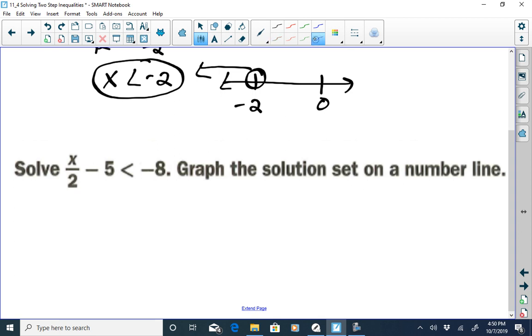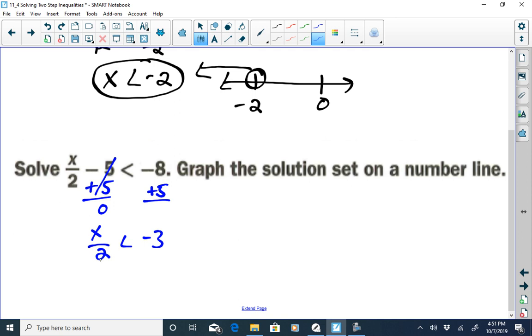Okay? Our next example, I have a number divided by 2 take away 5 is going to be less than -8. I see subtraction, I see division, so I know I'm going to use the inverse of those operations to find the solution set. The inverse of subtraction is addition, so I want to add 5 to both sides of the inequality in my first step. They're going to cancel, so I'm left with a number divided by 2 is going to be less than -3.